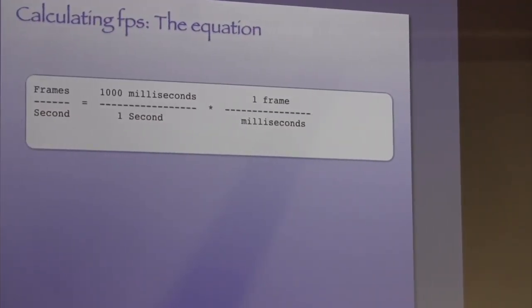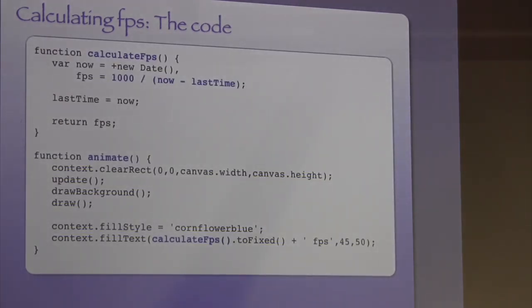So what I do is I multiply 1,000 by frames over milliseconds. Okay, here's my function to calculate the frame rate. In the second line of the function, I have FPS equals 1,000 divided by now minus last time. Now is now. Last time is the last time I drew an animation frame. So now minus last time is the amount of time it took for the last frame to draw. It's the number of milliseconds per frame, right? Is everybody with me?